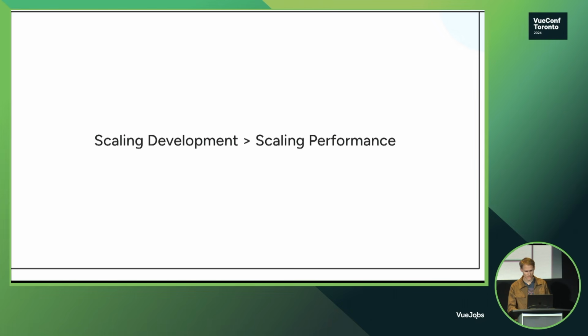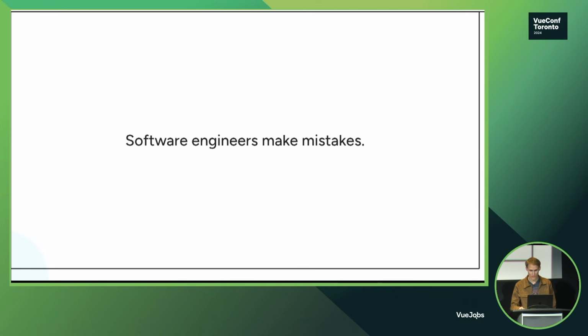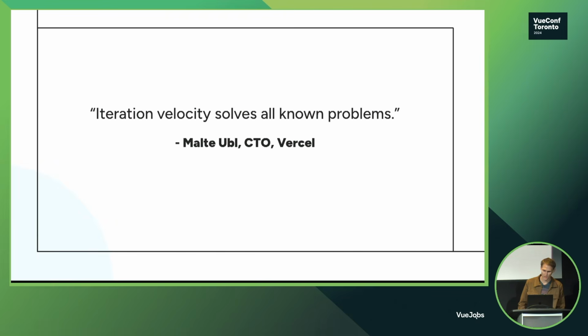But why is this important? I'm going to take a big risk saying this to this crowd, but it's important because while you and I may think otherwise, software engineers make mistakes. And I'll stand by this statement. You can quote me on this. However, I think a more uplifting quote is this one that I first heard from Multi of Vercel, so I'll attribute it to him, that iteration velocity solves all known problems.